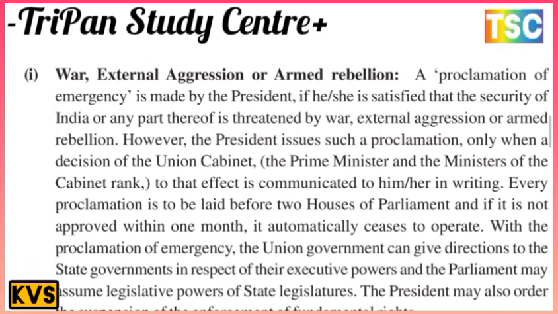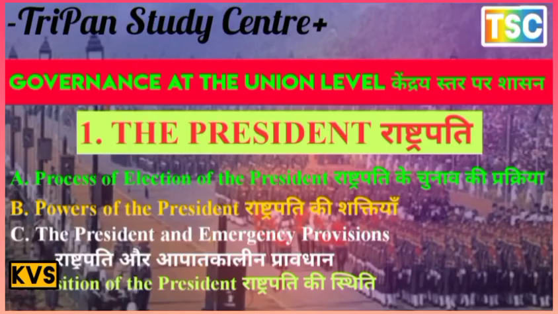Every proclamation is to be laid before the two houses of Parliament, and if it is not approved within one month, it automatically lapses. With the proclamation of emergency, the Union government can give directions to the state government with respect to its executive power, and Parliament may assume the legislative power of the state legislature. The President may also order the suspension of the enforcement of fundamental rights here.